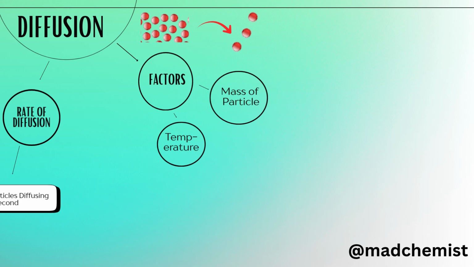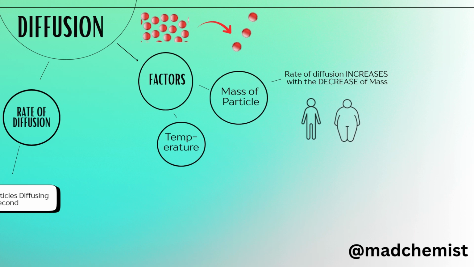Some particles are higher in mass and some are lower in mass. So as the mass of the particle increases, the rate of diffusion decreases. Just like in our daily lives, a lean, thin person can run faster as compared to a fat person. A fat person has more mass as compared to a lean person. In the same way, some particles or molecules have more mass and some have less mass.